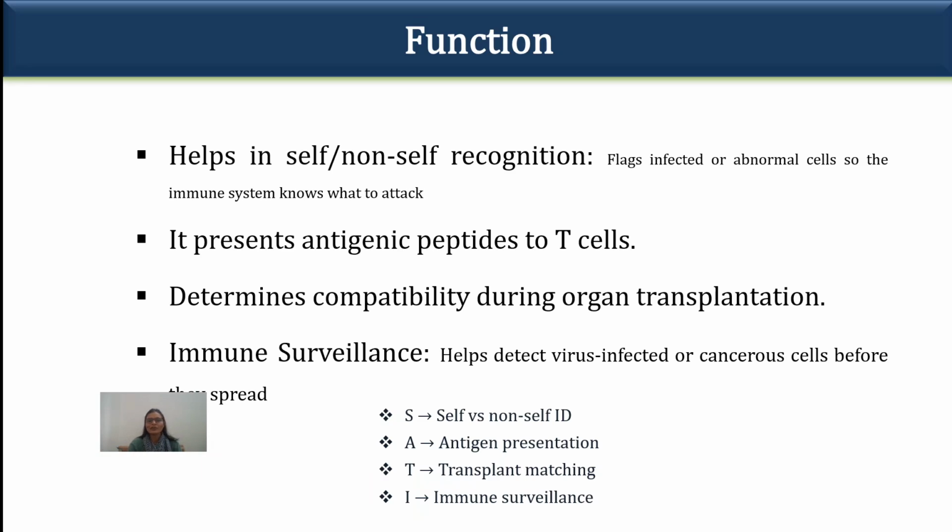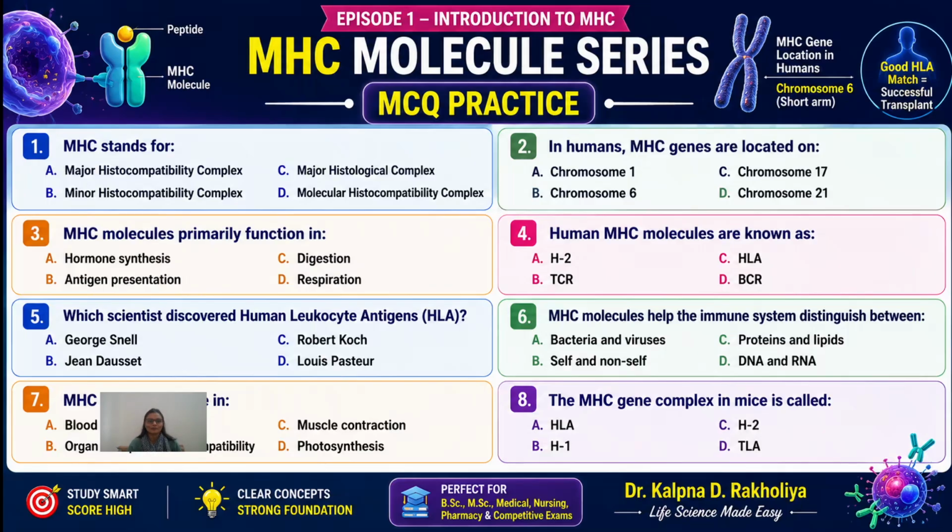It determines compatibility during organ transplantation. It also acts as immune surveillance. It helps to detect virus-infected and cancerous cells before they spread. So how can you remember this? SATI, it means self versus non-self identification, antigen presentation, transplant matching, and immune surveillance.